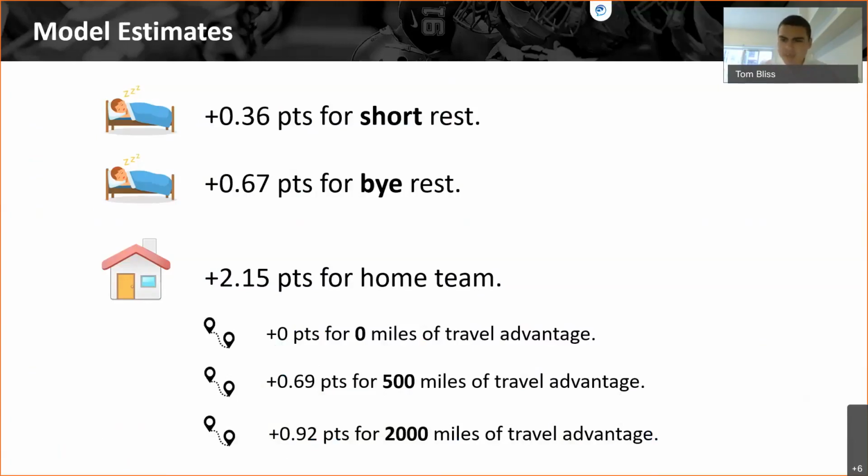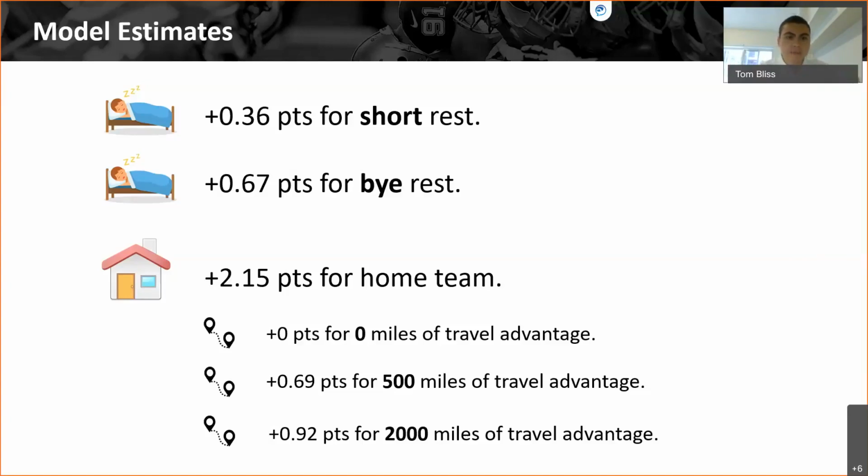And again, point spread can be thought of as just expected margin of victory. So these help by about half a point. They help in maybe a toss-up game. That's what this is implying. Home advantage is about 2.15 points.